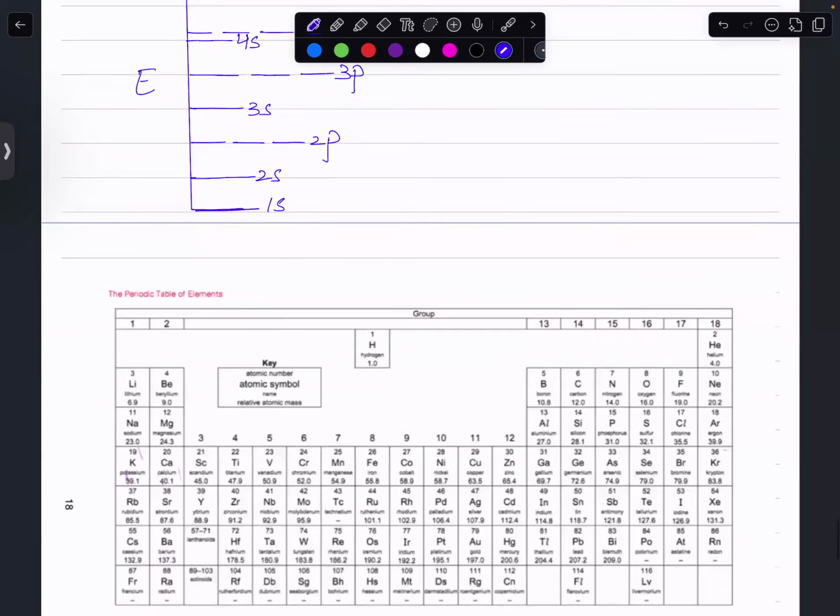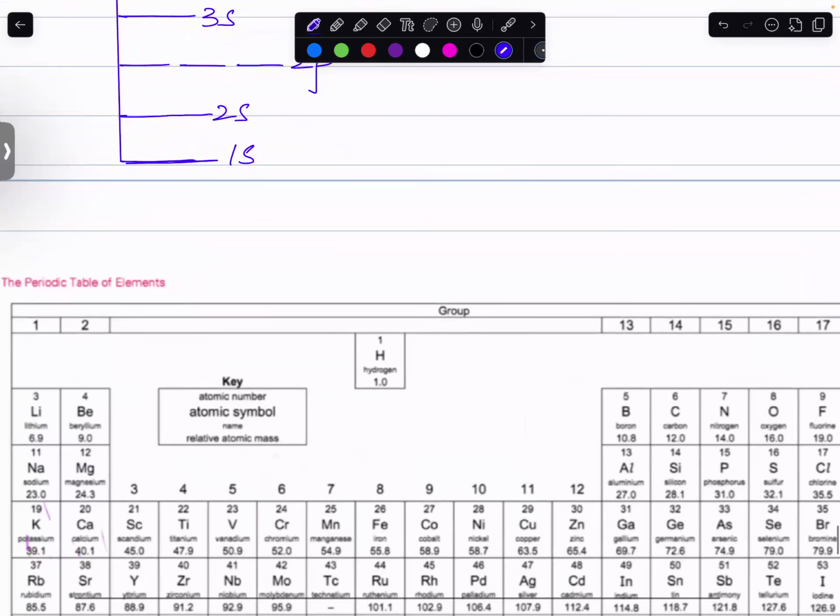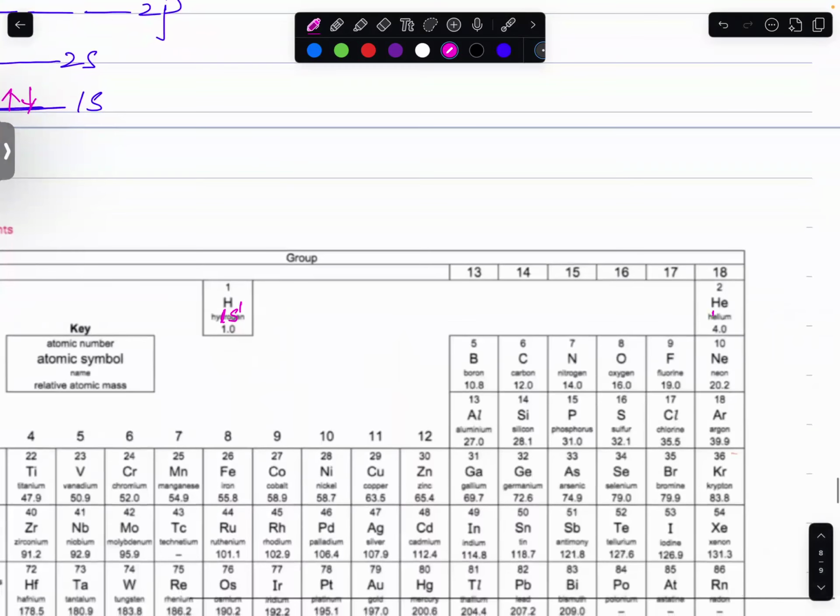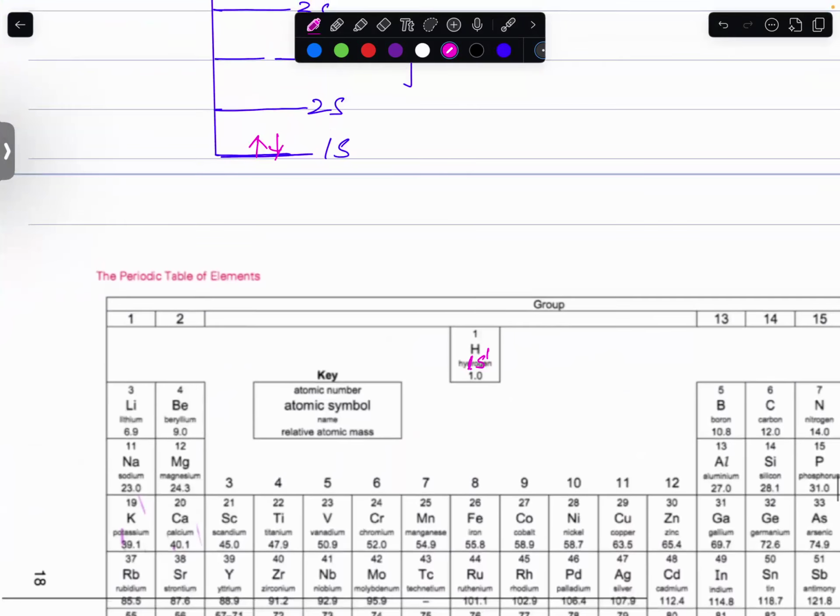So if I do the configuration of hydrogen, it's simply 1s1, nothing else. I want to write it clearly. In helium, there are just 2 electrons, so 1s2. But in lithium, there are 3 electrons. So what is the configuration of lithium?